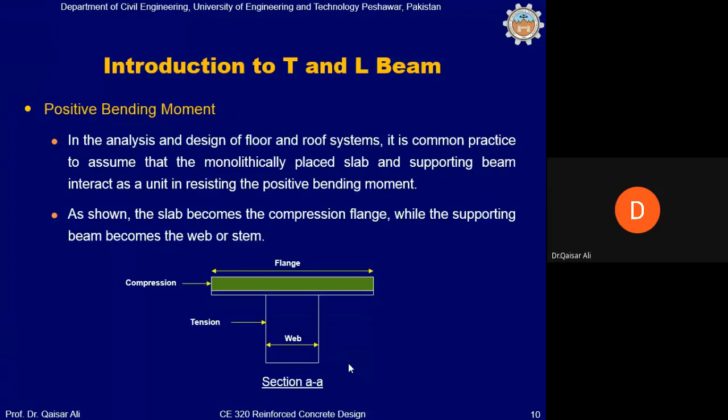As we discussed in the previous slide, in the analysis and design of floor and roof systems, it is common practice to assume that the monolithically placed slab and supporting beam interact as a unit in resisting the positive bending moment. The slab becomes the compression flange, while the supporting beam becomes the web or stem. So this is the case of positive bending moment, where the web part is in tension, and the slab part, which is called the flange part, is in compression on section AA.